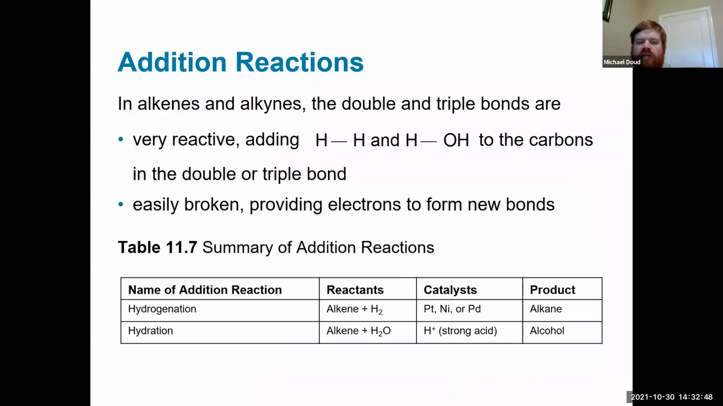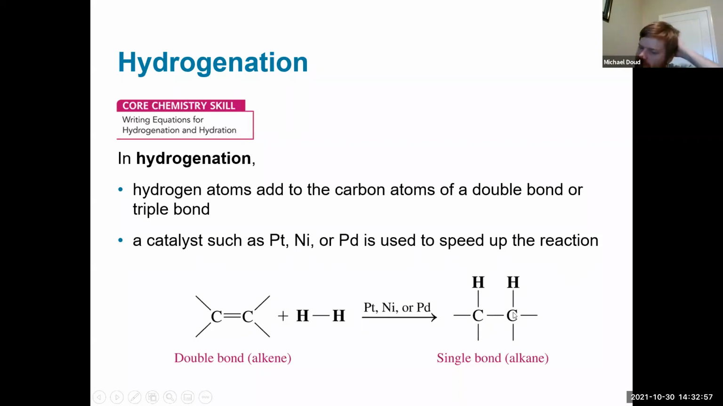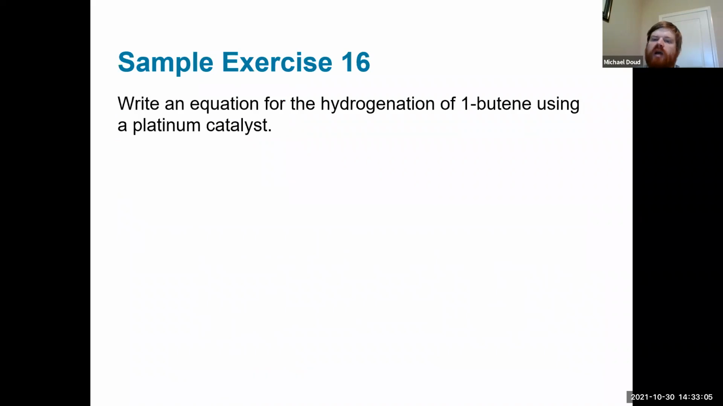And then I guess we're not going to really talk about it too much, but hydration is very similar. You take an alkene and water and you produce an alcohol. So instead of having two new CH bonds, you have one COH bond. And we'll talk about that more when we get to the alcohol chapter, which I think might be the next one.